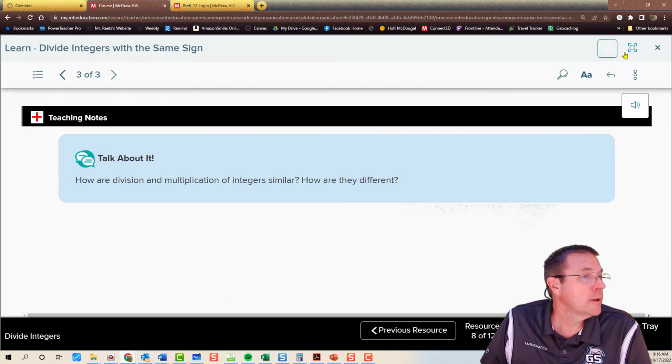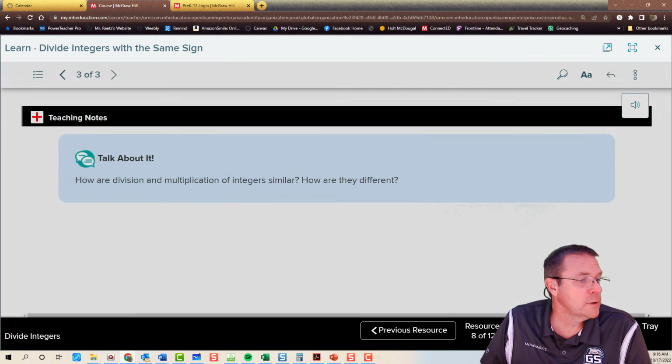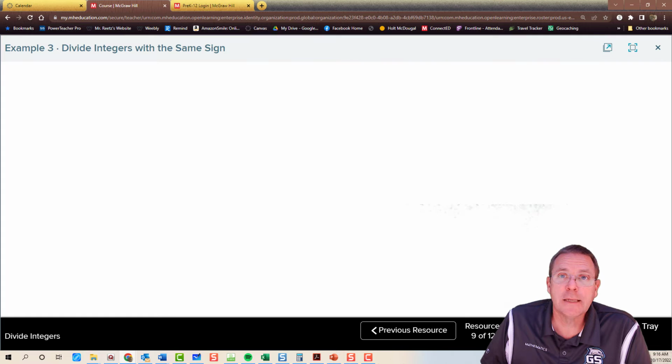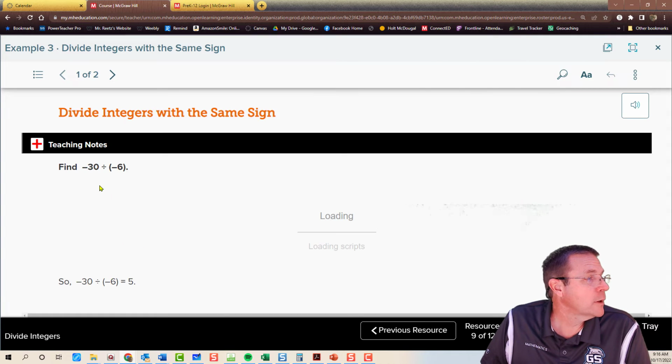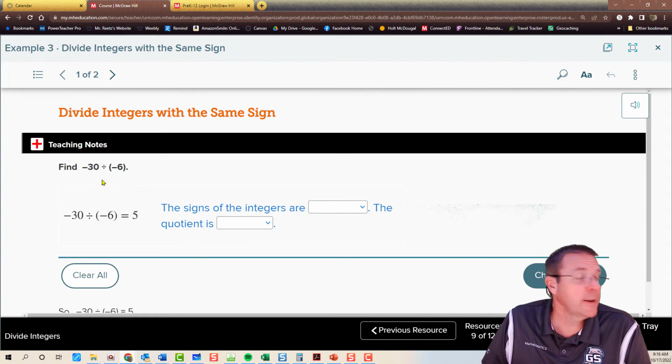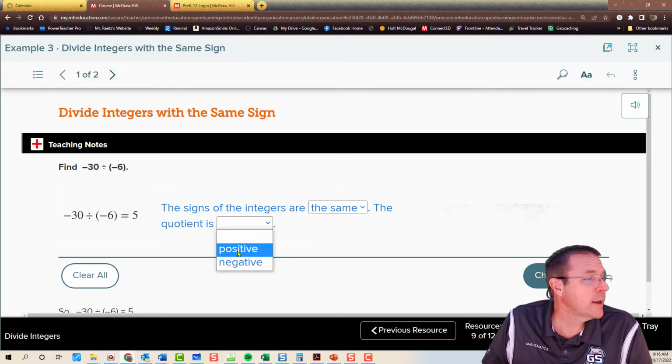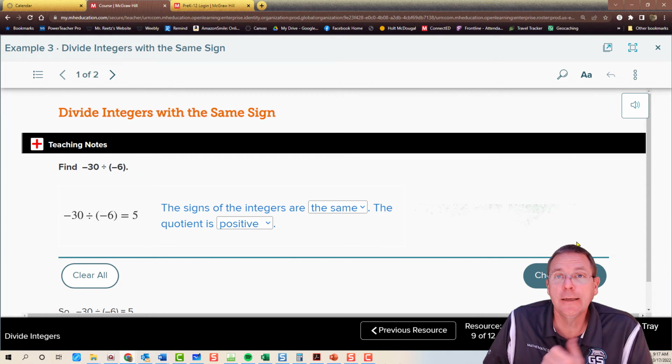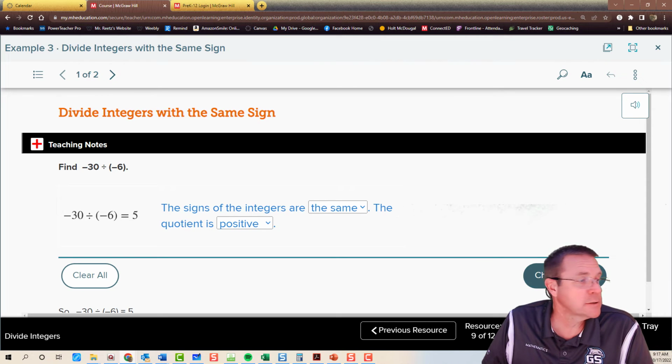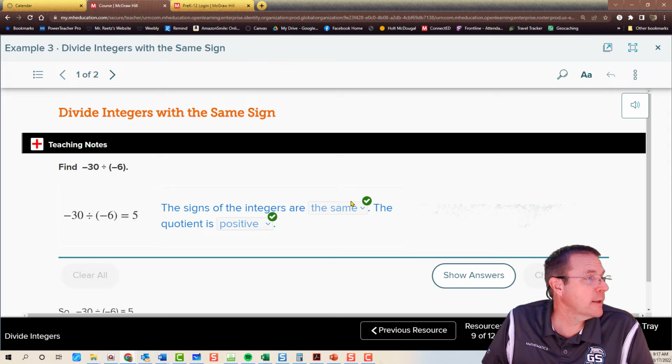Let's keep moving. Nothing of interest there, so we're going to reset that one, and we're going to look at example number 3, where they're going to take a negative 30 divided by negative 6. We need to recognize the fact the signs in front of the integers are the same. They're both negative, and since they're both negative, we know that the quotient is going to have to be a positive, because anytime you have the same signs dividing each other, you end up with a positive answer. Check it, and that's going to check.